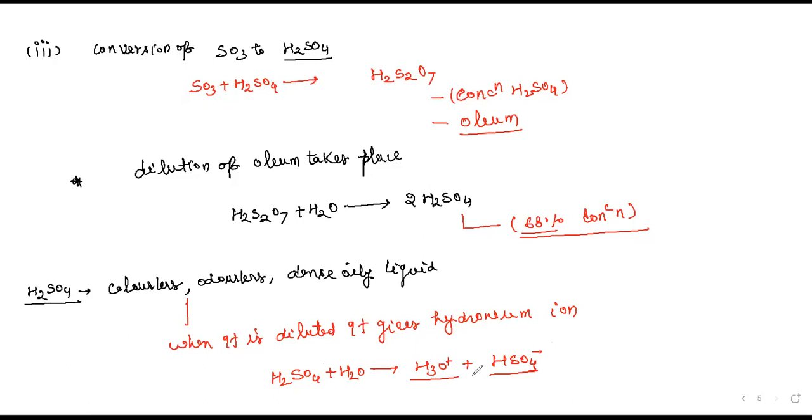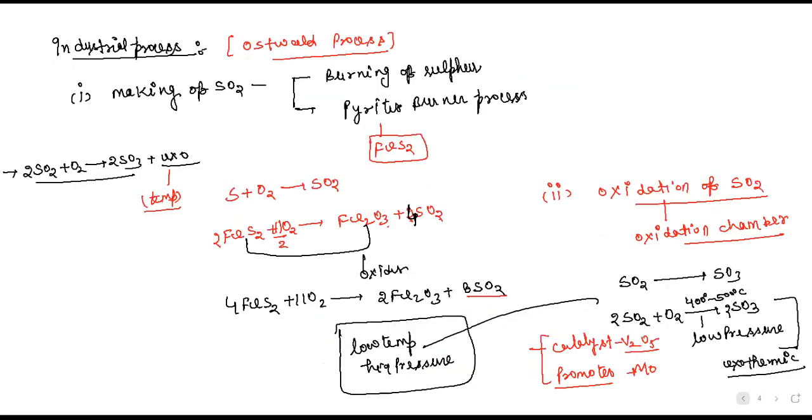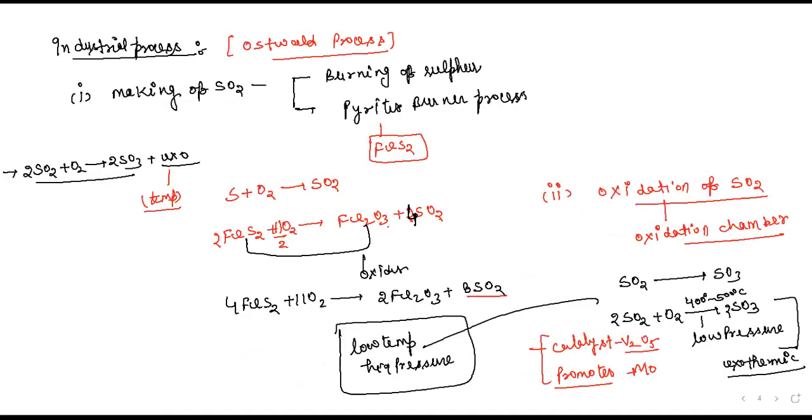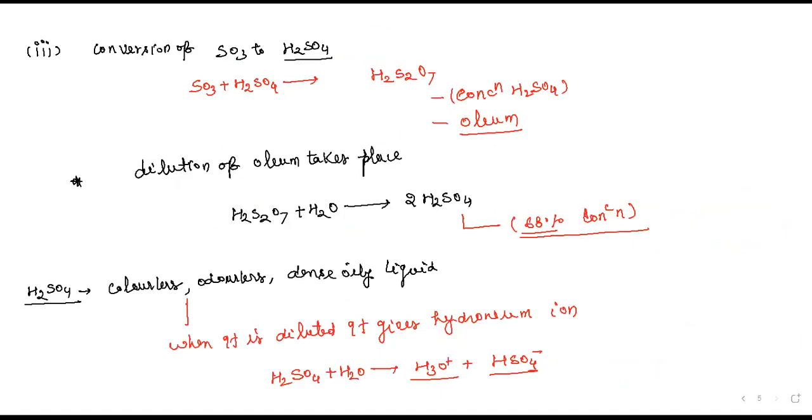No, sir, no doubts. So we saw the preparation of H2SO4. The first one is your basic preparation. The second one is your Ostwald process, the industrial process, with 3 steps. The first step is making of SO2. The second step is oxidation of SO2. The third step is conversion of SO3 to H2SO4, that means into oleum, and oleum is finally diluted into H2SO4. The optimal condition is low temperature and high pressure for making H2SO4.